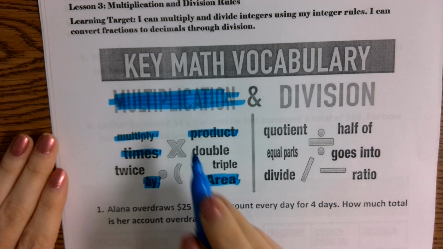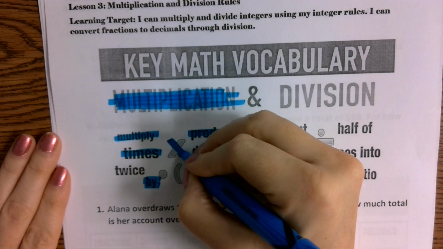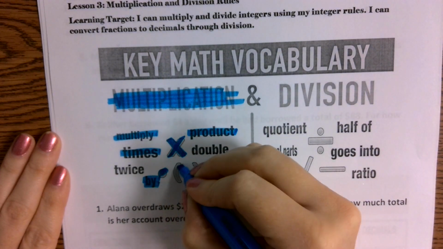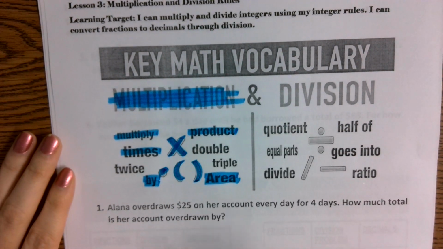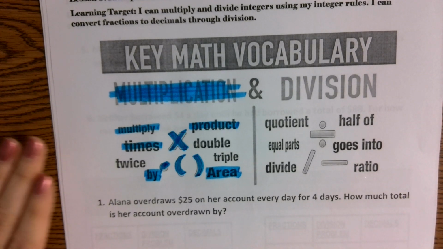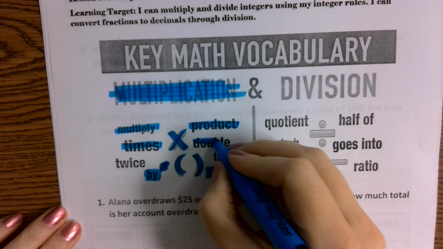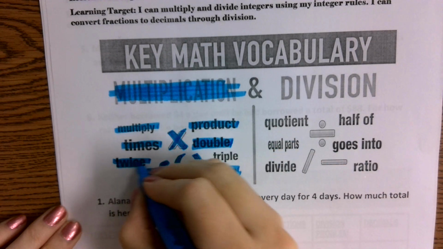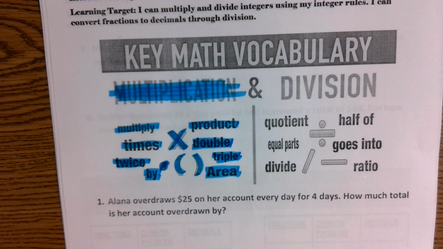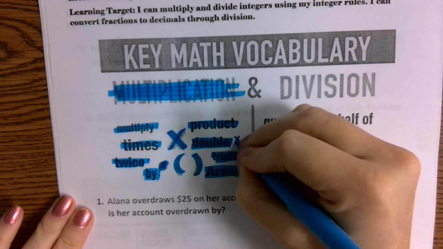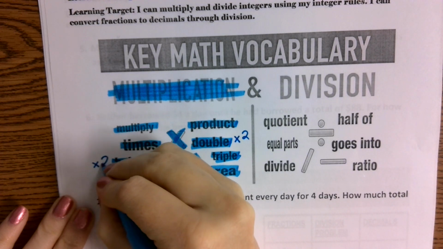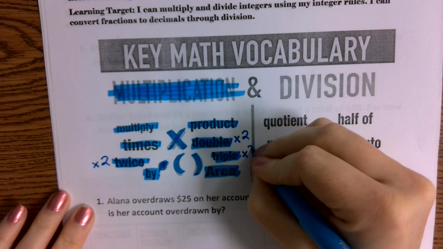And notice that we also have these different symbols, right? We've got the X symbol, we have the dot, we can put things in parentheses. We're not going to be using the X symbol as much as you would have in the past, just because we're going to start getting into algebraic statements as well. Then we have words that represent not just multiplication, but what you're multiplying by. So the word double and twice means you're going to multiply by 2. The word triple means you're going to multiply by 3.